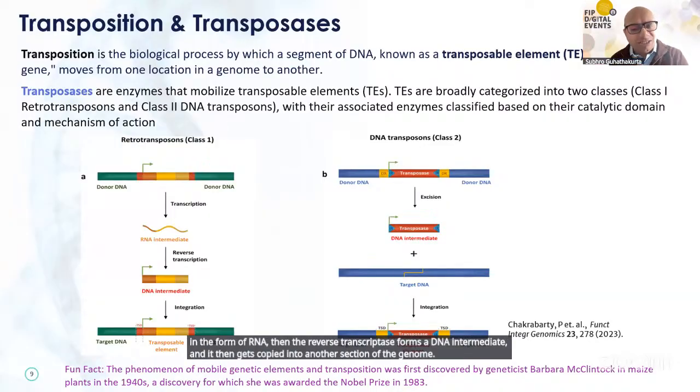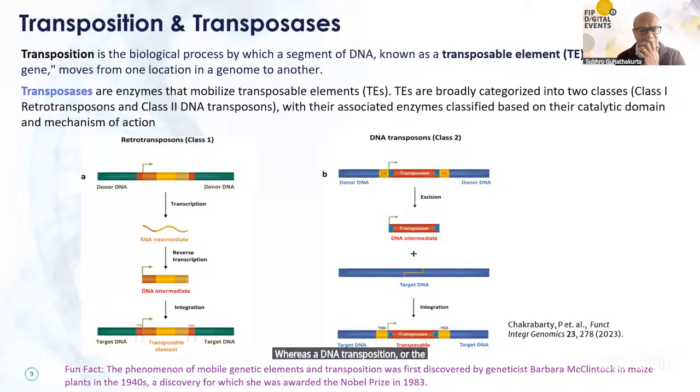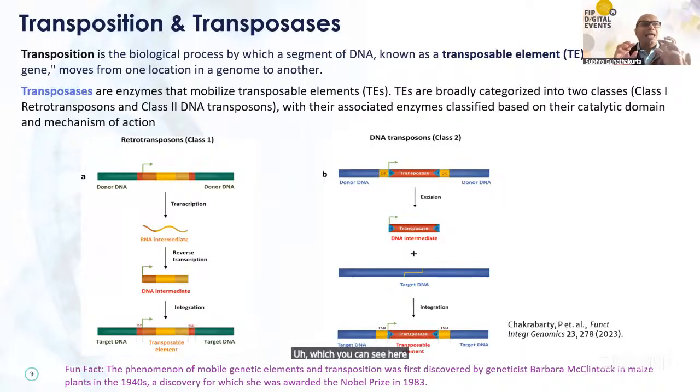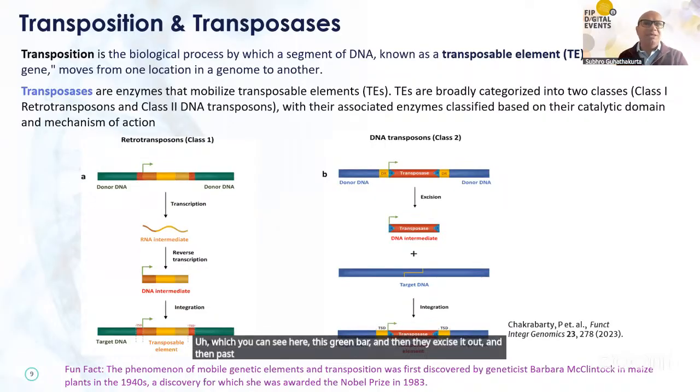Whereas a DNA transposition, or the class 2 transposition, is a cut and paste transposition, where the transposase recognizes the DNA element, or the transposon, which is flanked by the TIR, which you can see here, this green bar, and then they excise it out and then paste it at a sequence that is guided by a tetranucleotide sequence like TTAA, or a dinucleotide sequence like TA elsewhere in the genome.